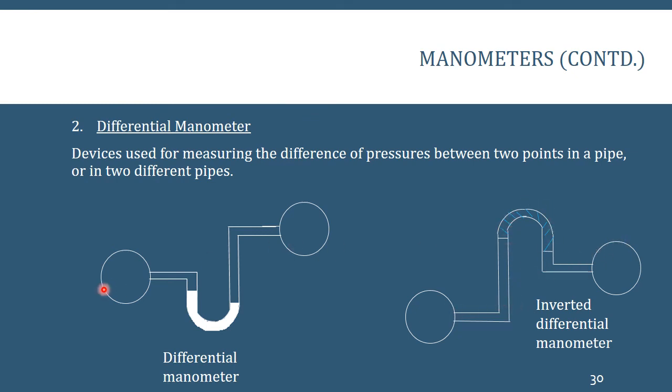Differential manometers, instead of measuring absolute pressures at points, measure the pressure difference between two pipes. How it is done? We'll take a look into it.